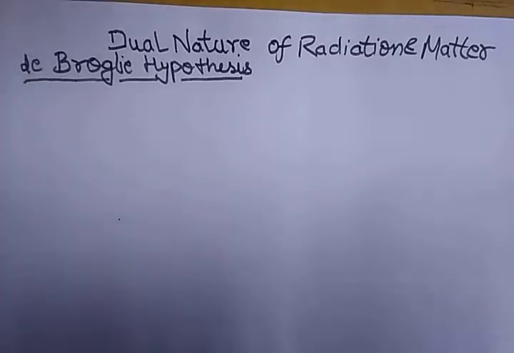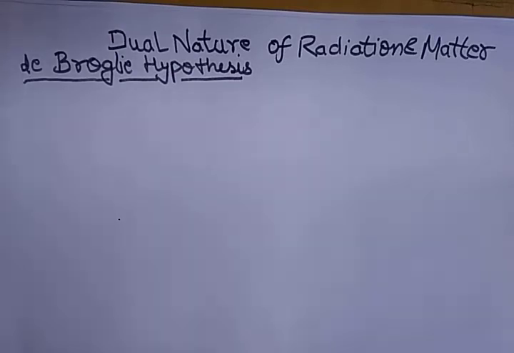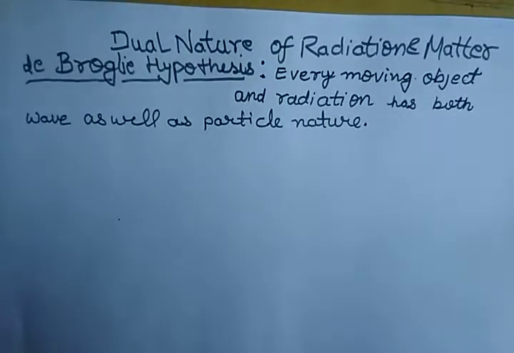Hello, class 12th physics, chapter dual nature of radiation and matter, topic de Broglie hypothesis. Well, why is this required? It gives a revolutionary idea that light is not only particle but it is wave also. It has dual nature, and not only light alone but every moving object behaves like wave. We can define it as every moving object and radiation has both wave as well as particle nature.